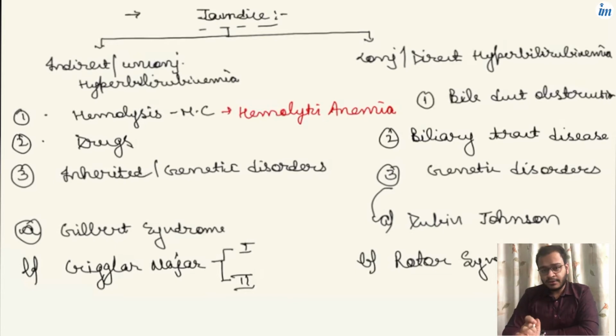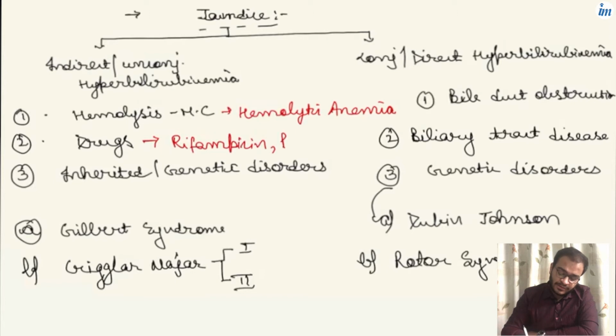The second thing the doctor must think about is the drugs, whether the person is on drugs, whether there was any underlying condition so that he is having the drugs, and these drugs have a side effect on the liver which is causing an increase in the levels of unconjugated bilirubin. These drugs, most commonly, are rifampicin, and another drug you need to remember is probenecid.